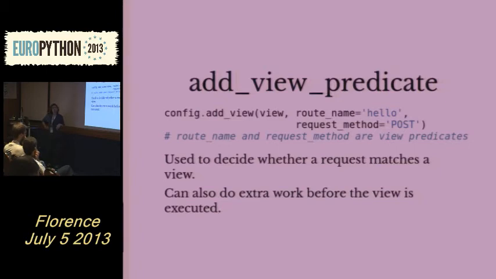One nice thing, just an example of what can be done, is it's possible to add a view predicate. Just to explain, a view predicate is when I add a view and I say route path equal hello and request method equal post. These two last things are view predicates. They are used to decide whether or not a view should be used to answer a request. It's possible to add some, to change the way requests are matched, or just to do some extra work.